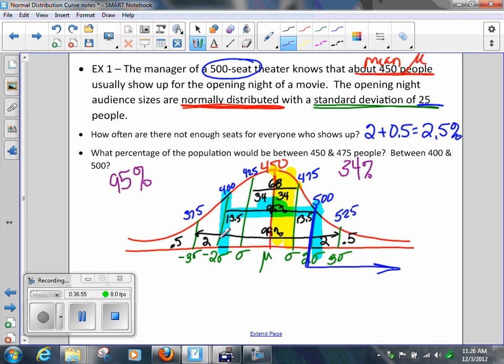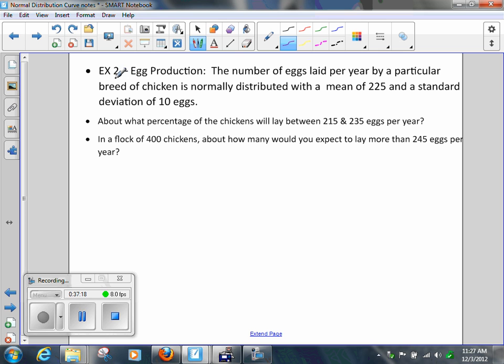If you look at the big picture, you're going to look at the 95%. If you look at the trees like I do, then could I add 13.5 plus 34 plus 34 plus 13.5, and what would I get? I should get 95%. Does that make sense, yes or no? Questions? All right, let's look at the next one then.